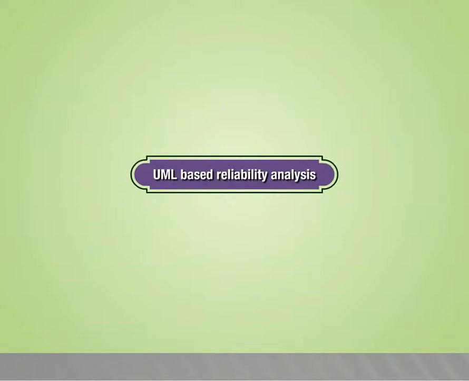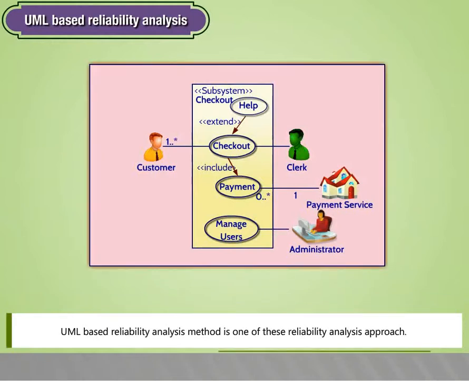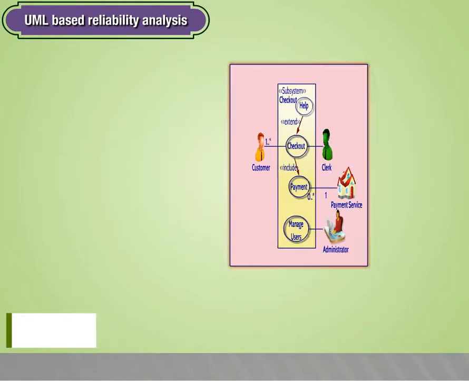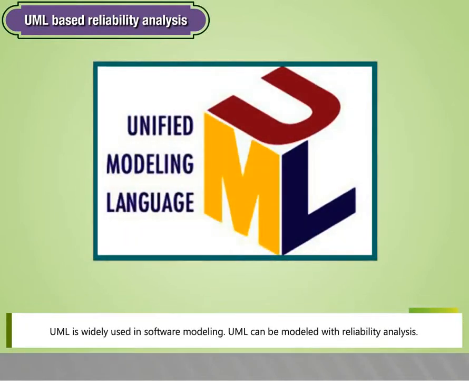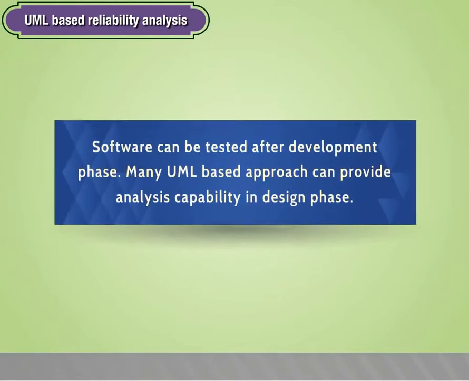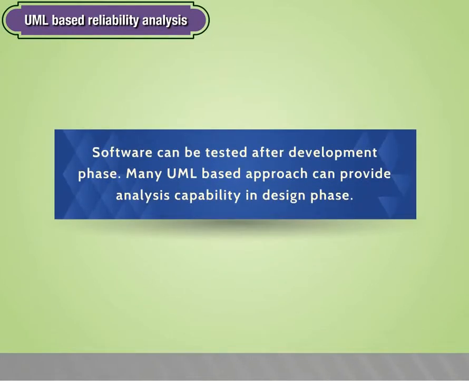UML-based reliability analysis. UML-based reliability analysis method is one of these reliability analysis approaches. UML is widely used in software modeling. UML can be modeled with reliability analysis. Software can be tested after development phase. Many UML-based approaches can provide analysis capability in design phase.